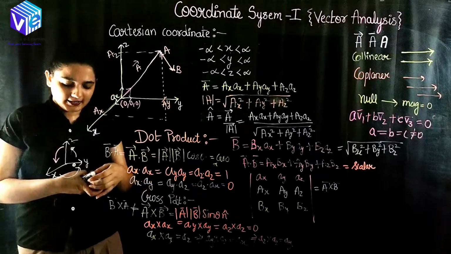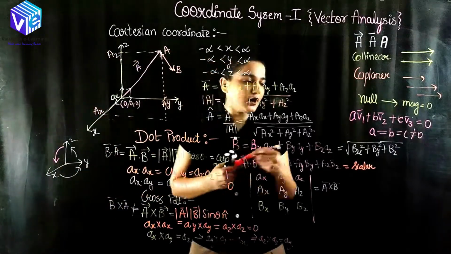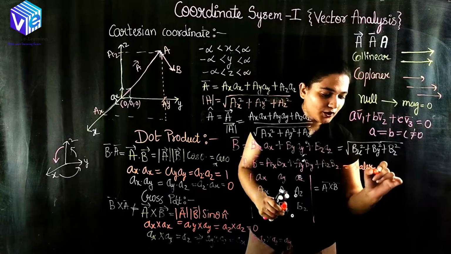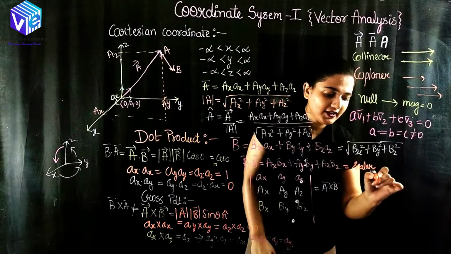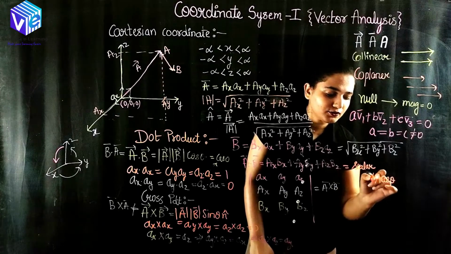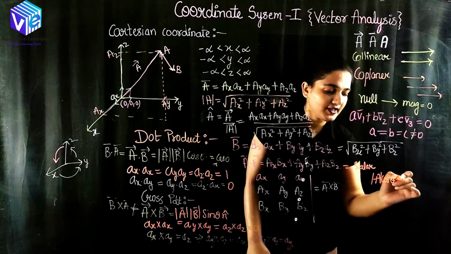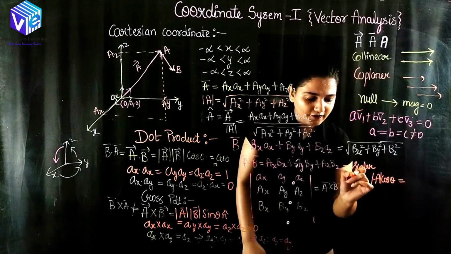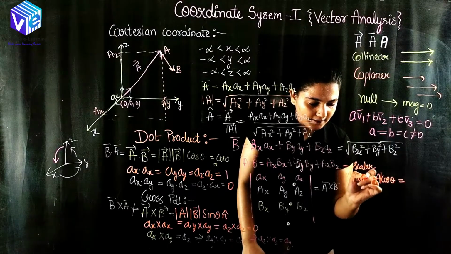Now where is the dot product used? It is used to find out the projection. So what is projection? The projection of A on B will be given by A cos theta. So I am taking the magnitude of A. So the projection of A on B.